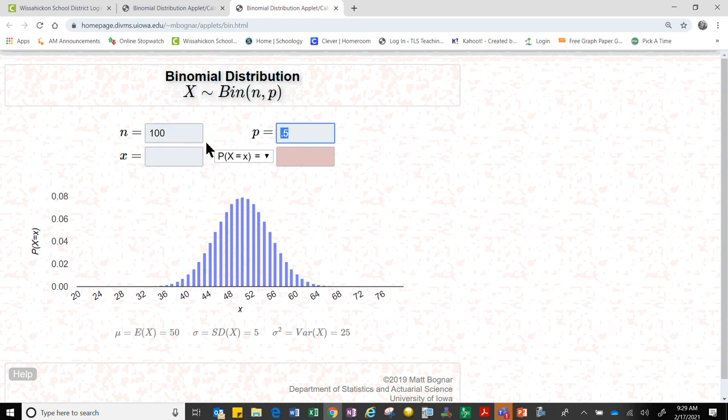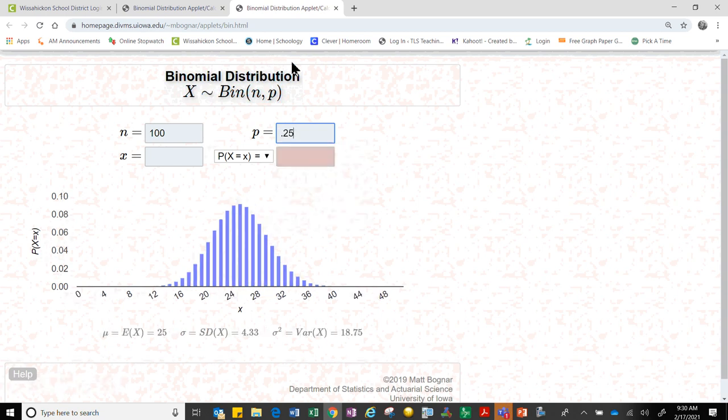But let me change this back to 0.25. Look, this is weird. It's still symmetric. But now you might have noticed that the shape is symmetric, but it's now centered around 25 kids. And you can see down here my mean is 25.